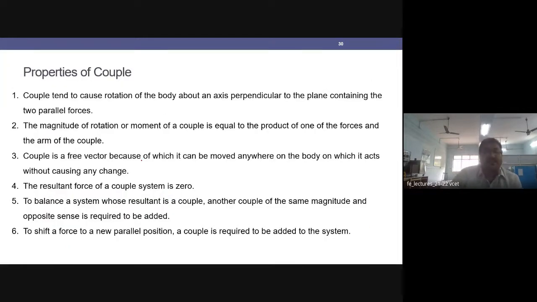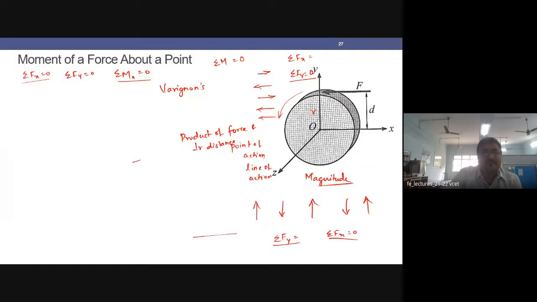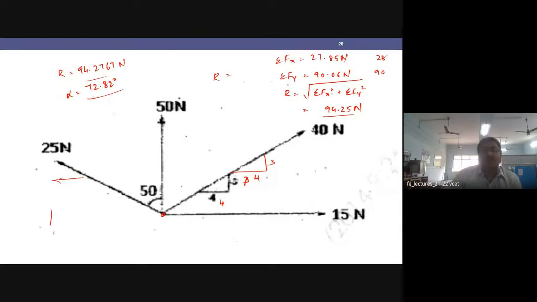A couple is a free vector. It can be moved anywhere on the body on which it is acting without causing any change. So in this case, suppose I have a couple, a moment here, say some 10 Newton meters, acting here. This 10 Newton meters can act here also, I can show it acting here also, or here also. A couple is a free vector.